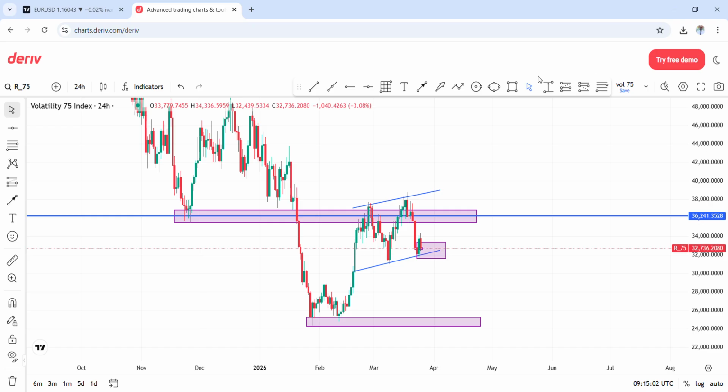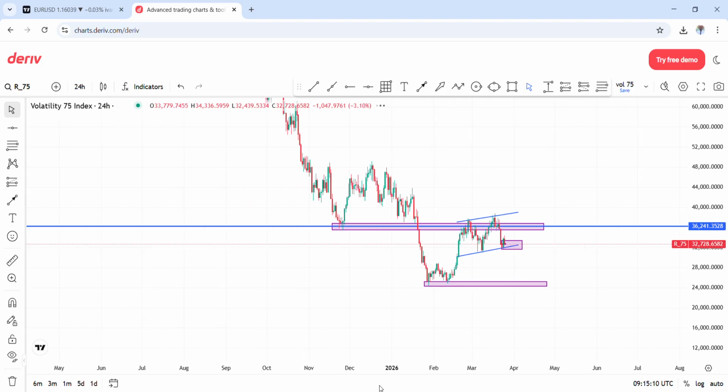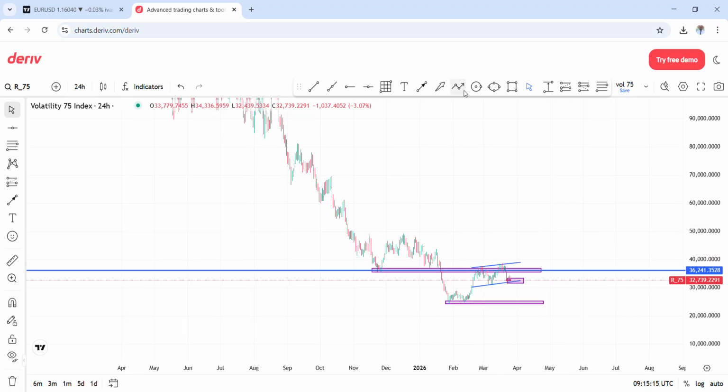Yes, it is on Volatility 75 and we are on daily view, of course. So here we are on a daily time frame. I would like to first take you through the price action on the daily time frame. Then from that we shall get an overview of what is happening.